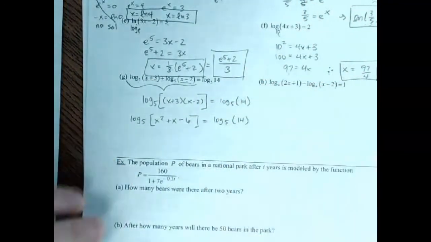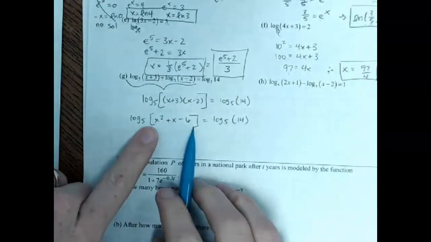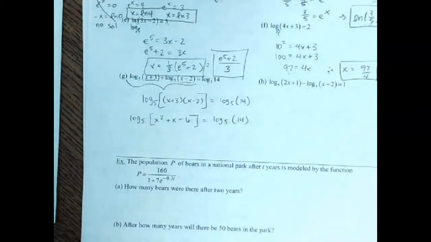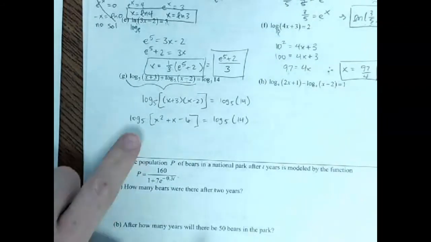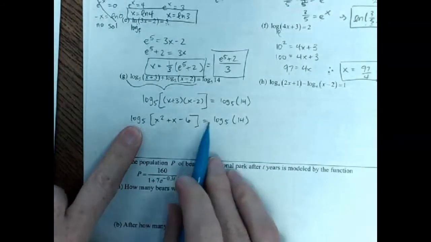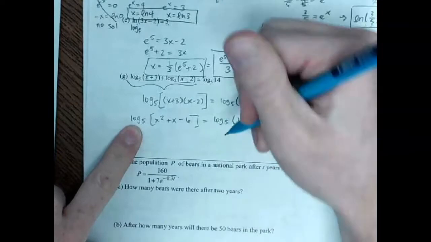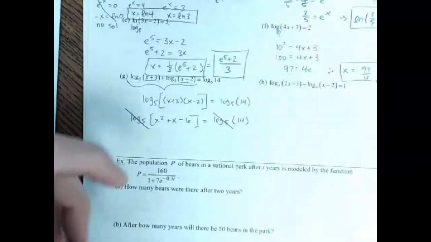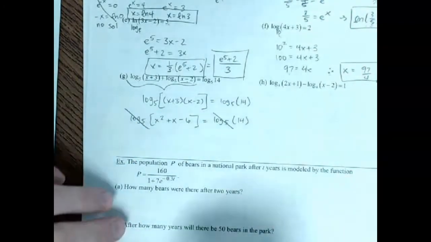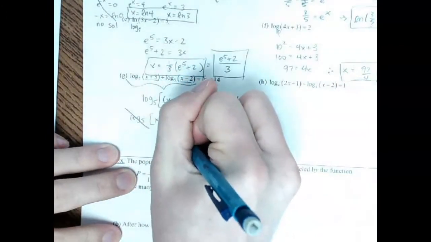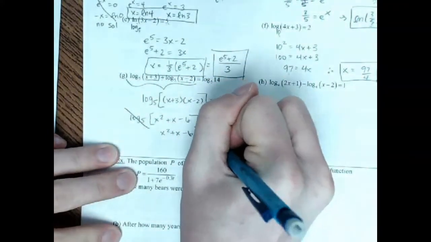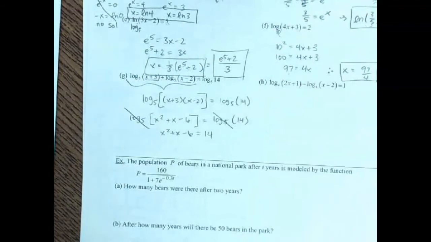So I have log base 5 of x squared plus x minus 6 is equal to log base 5 of 14. Since you have a log base 5 of this stuff equals a log base 5 of this stuff, you have the same log applying to both sides. They're just going to cancel. So here we just end up having x squared plus x minus 6 is equal to 14, which just looks like a quadratic equation. Can I factor right now? Hopefully you thought to yourself, no.